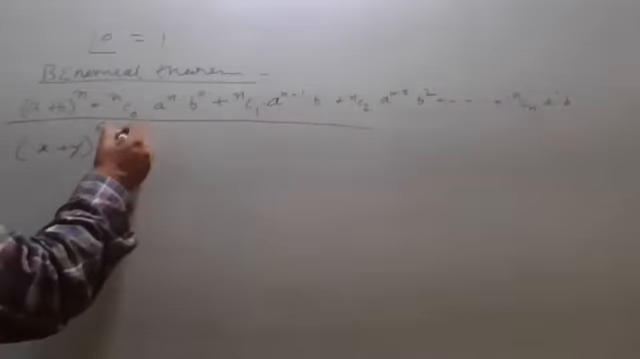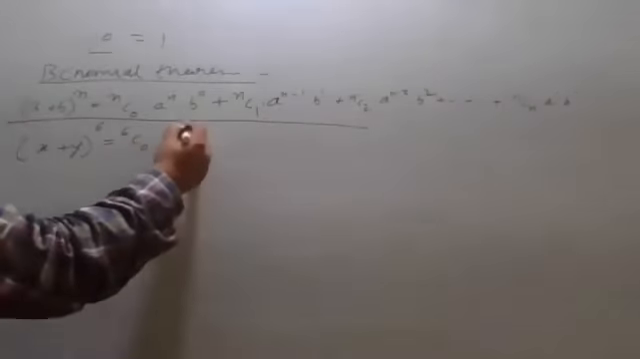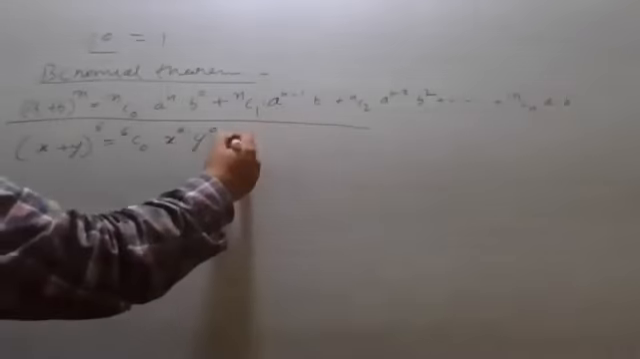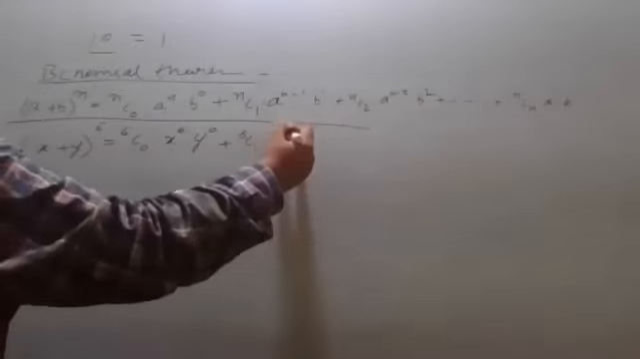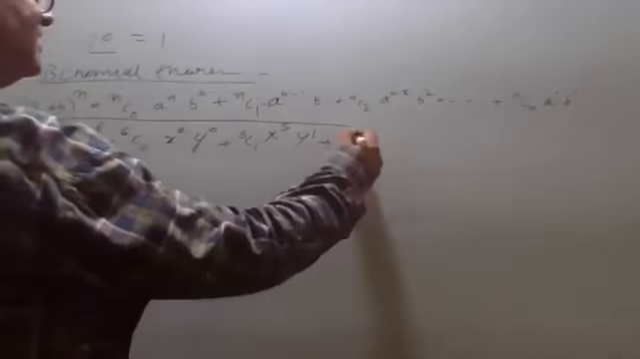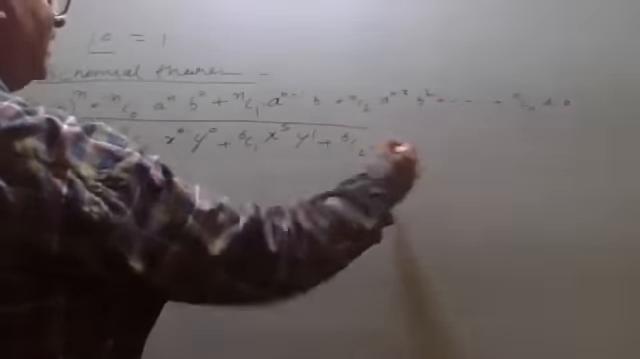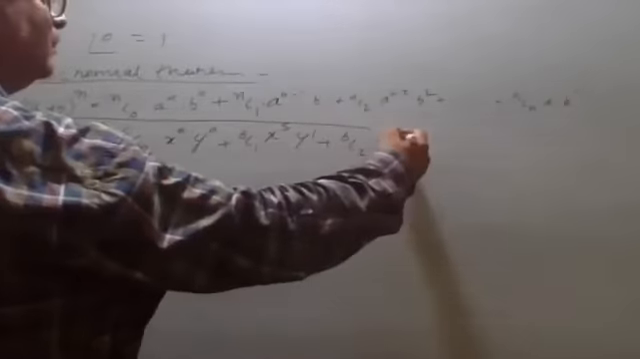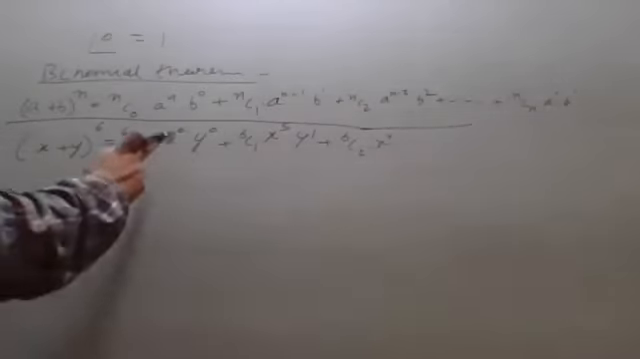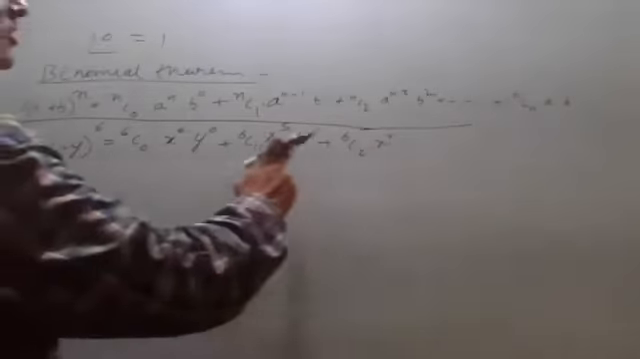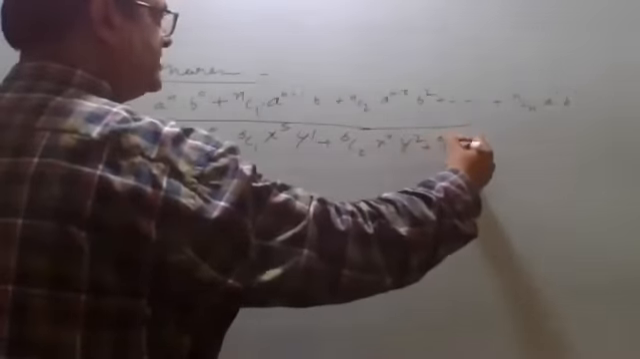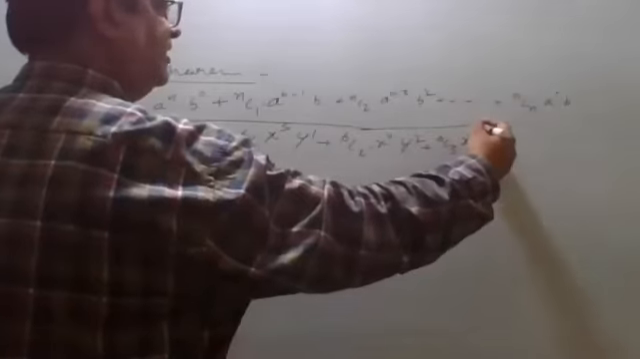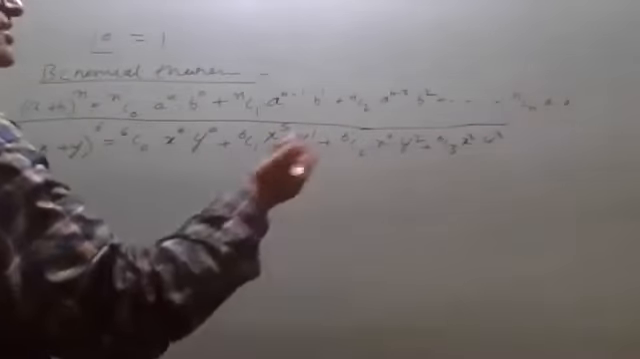Now, (x plus y) whole to the power 6 equals 6C0 into x to the power 6 into y to the power 0, plus 6C1 into x to the power 6 minus 1 into y to the power 1, plus next is 6C2 into x to the power 6 minus 2. Powers of x decrease one by one and powers of y increase one by one. x to the power 6, x to the power 5, x to the power 4, and y to the power 0, y to the power 1, y square, then 6C3 x cube y cube.